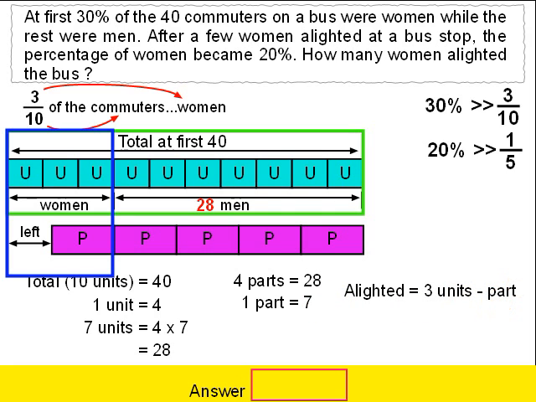Alright, so the women who alighted is 3 times 4, which is 12, minus 1 part, which is 7. So 12 minus 7 is equal to 5. So the answer is 5 women alighted the bus.